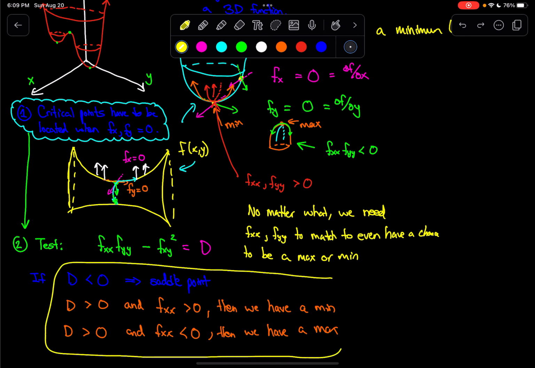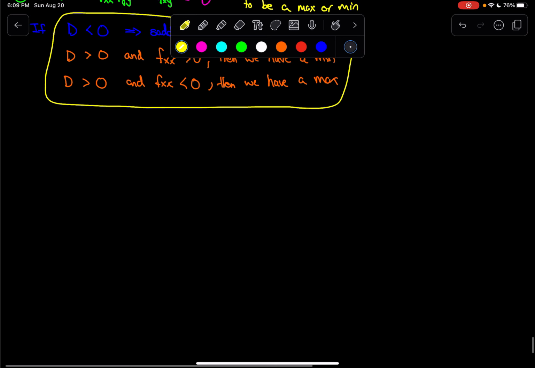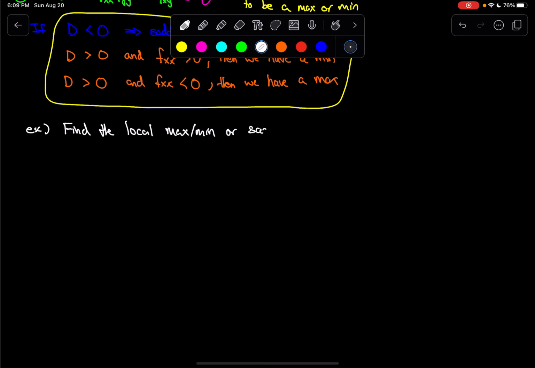This little formula right here, I'm just going to go ahead and do one example that shows how we use this in an actual problem. This is an example from the book, but it says, find the local max and min, or saddle points of the 3D function x to the fourth plus y to the fourth minus 4xy plus 1.